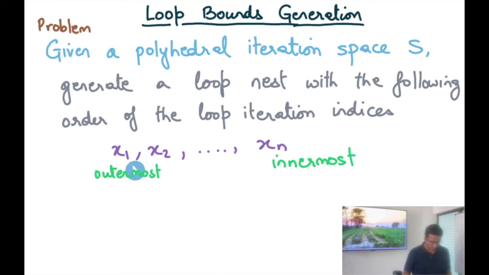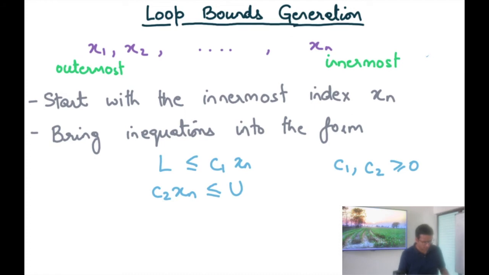The question is, if we have this order of loop iteration indices, what should be the lower and upper bounds of each of these loop iteration indices? And this is something that the projection algorithm, the Fourier-Motzkin algorithm, actually helps us determine. And so here is the basic idea, that we start with the innermost loop index, which is xn, and we bring the inequations to the form L is less than or equal to C1 xn or C2 xn is less than or equal to U. And this is exactly how the Fourier-Motzkin algorithm also proceeded, where C1 and C2 are positive coefficients of xn.